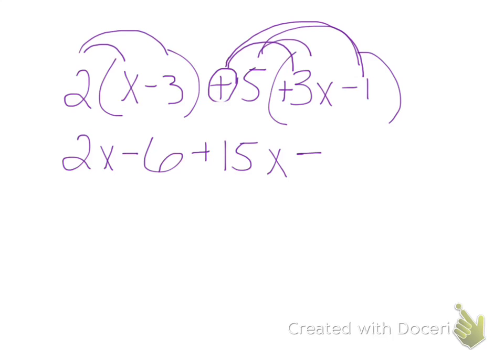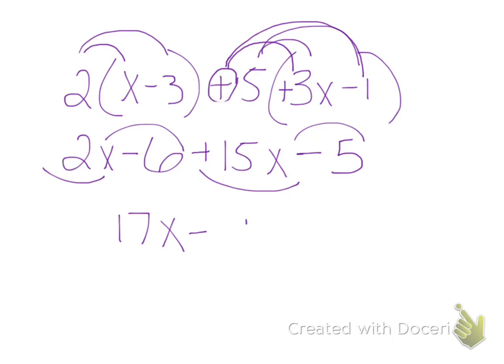So now we're having negative 5, right? 5 times 1 is 5. Now my done, I wish I was, but I'm not. I did all this so that I could do this. 2x and 15x is 17x. Negative 6 and negative 5, same sign sum, negative 11.